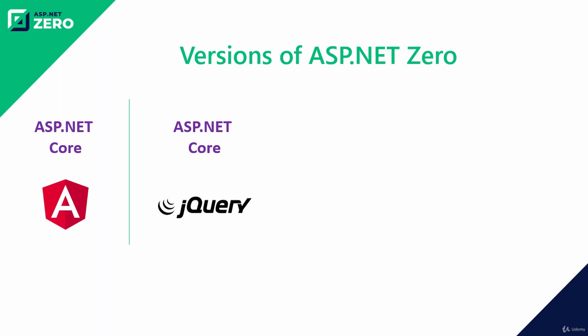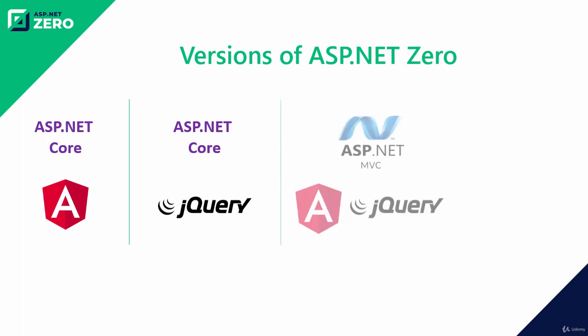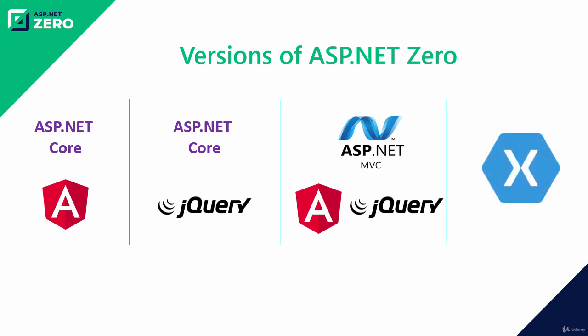Next, another version combines ASP.NET Core MVC with jQuery, so basically there's less client-side functionality in this case. Another option is based on slightly older technologies. It uses ASP.NET MVC, so not the core version, with AngularJS. Finally, there's also a completely different type of application based on Xamarin. This of course targets mobile applications that run natively on Android and iOS devices.